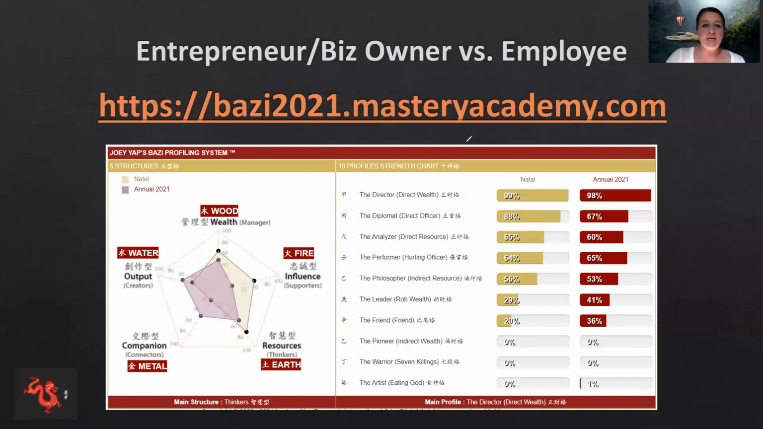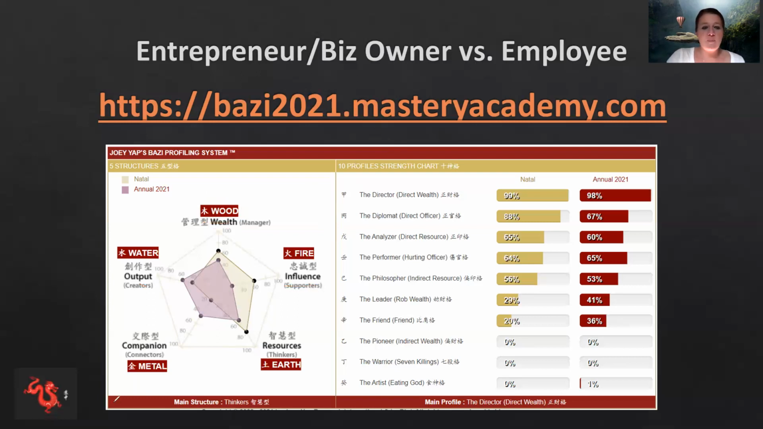Every single one of the Bazi charts will have the distribution of these structures the same way. On top, you will have wealth, then influence, then resource, companion, and output. This distribution will always be the same regardless of what chart you plot. The elements associated with it may be different. For one person, the wealth element may be wood, for another it may be metal, for another it may be water. But for this purpose, we are only concerned with wealth, influence, resource, companion, and output. We do not need to look into the actual elements.